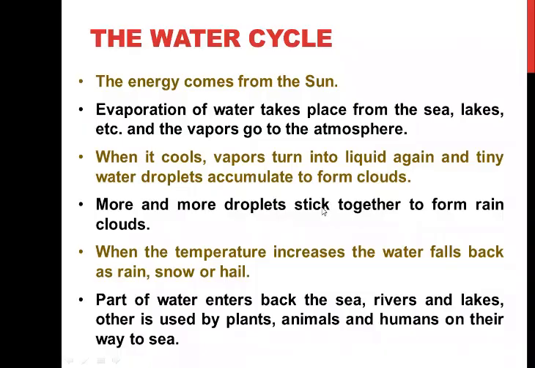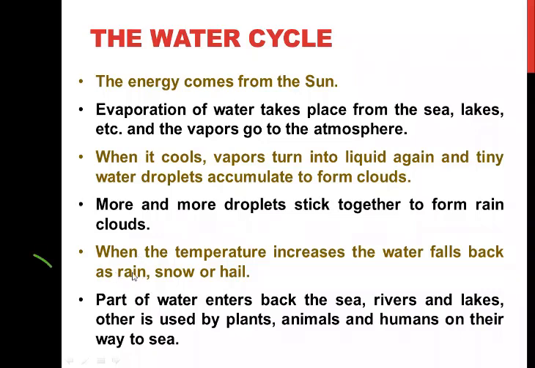If we divide the water cycle into steps, we can say that it starts from the evaporation, which takes place by the heat energy provided by the sun. By the heat energy, evaporation of water takes place from the sea, lake, rivers, etc., and the vapors go to the atmosphere. Then, when the water vapors cool down, they turn into liquid and tiny droplets accumulate to form the clouds. More and more droplets stick together to form the rain clouds.